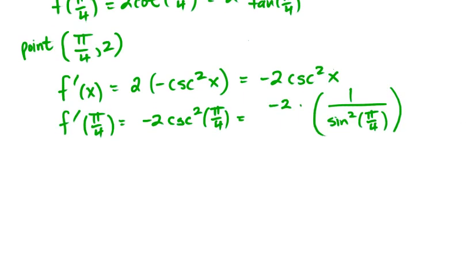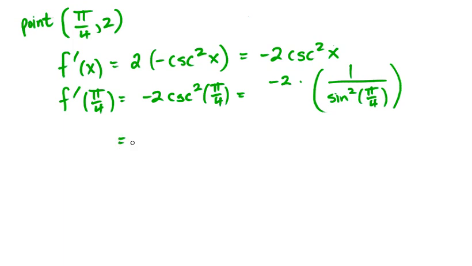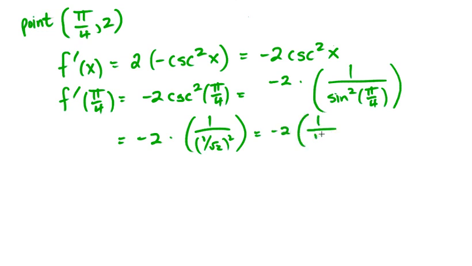Give myself some more room here. Sine squared of pi over 4. Pi over 4 gives us an angle of 45 degrees, so it's 1 over root 2. So it's negative 2 times 1 over root 2, all being squared, which is negative 2 times 1 over 1/2. 1 divided by 1/2 is the same as 2, and I get negative 4.